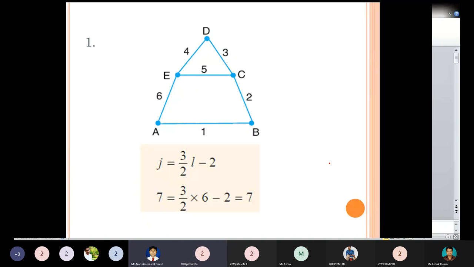How many joints are there? First calculate the link. How many links are there? Six links. How did I get six? What should I do to get number six? Six is correct. How? What should I do? Three links, sir.